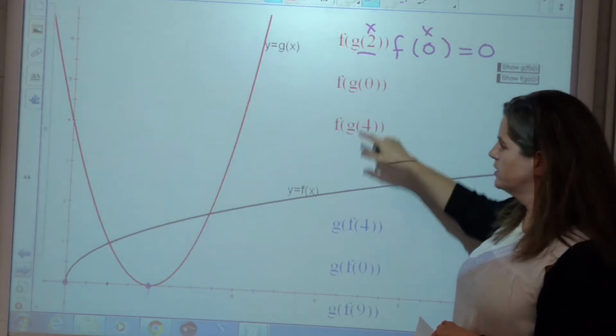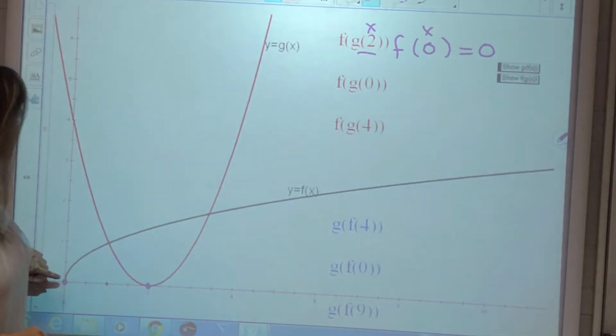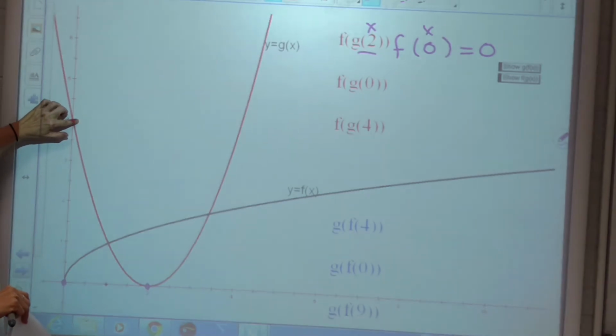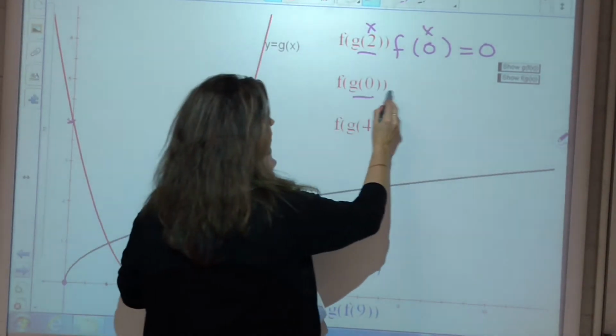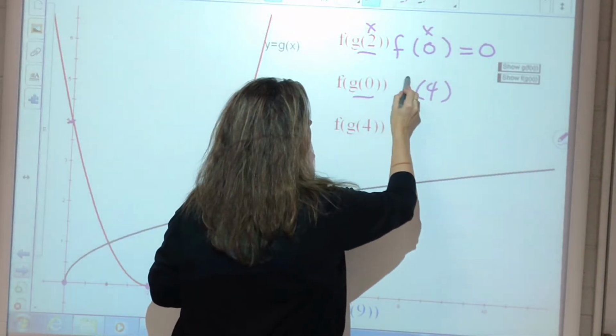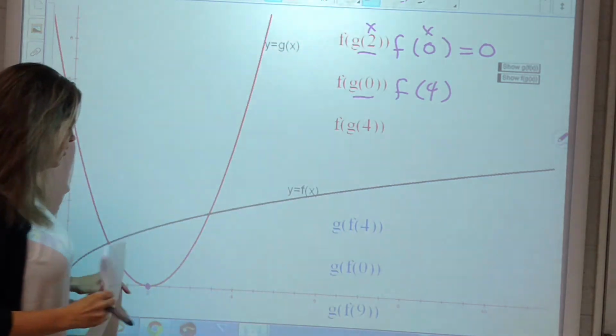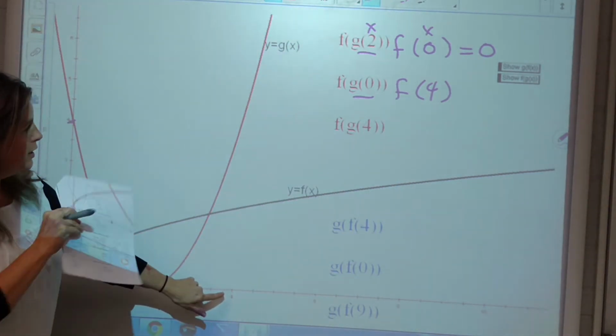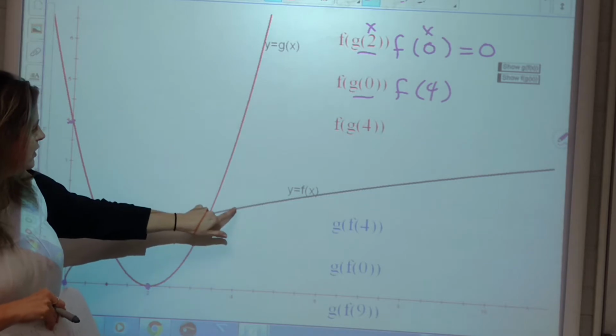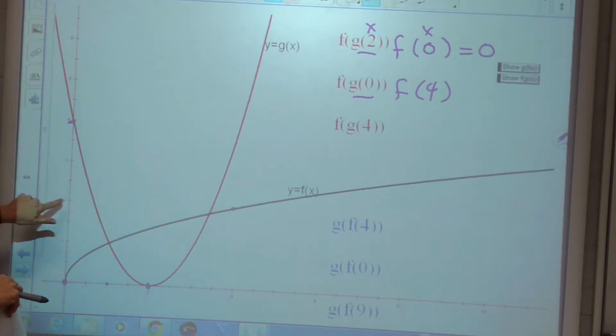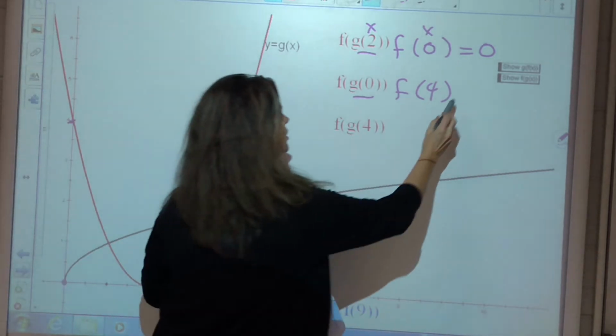When x is 0, what is function g? Well, you're up here now, so it's 4. This value is 4. And so x now at 4, what is the black f of x function? And it's here, so we'll read over. It looks like that's a 2.